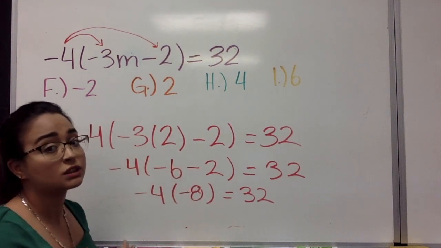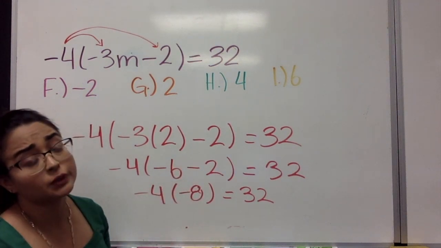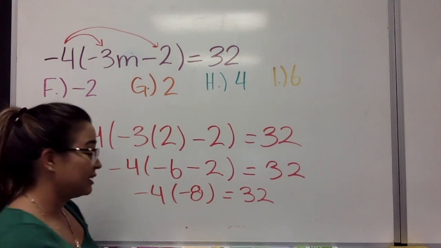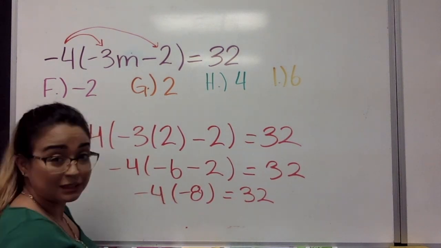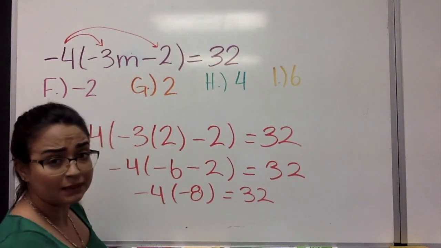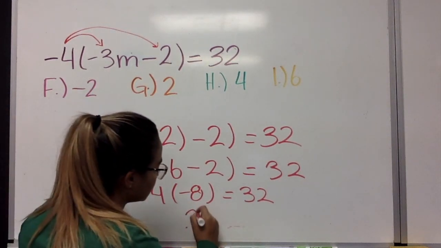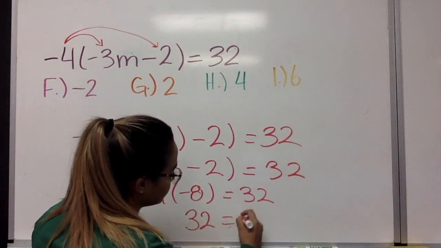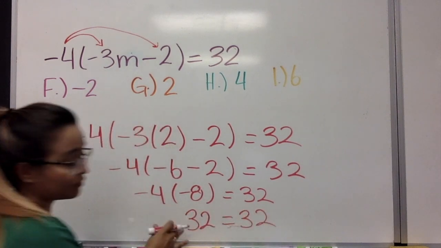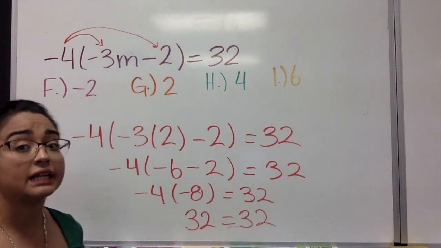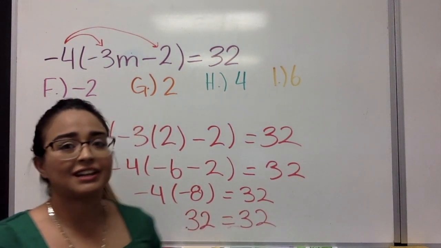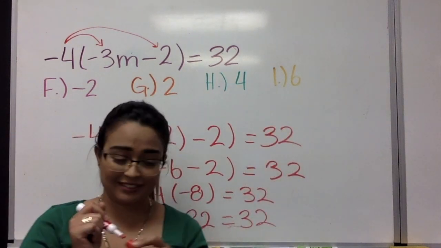Now again, we're multiplying two negative numbers. Our answer is going to be positive. We're on the right track, right? Our answer is positive. And what's 4 times 8? 32. So there we go. It worked out. We have 32 equals 32. Again, it's positive because when you multiply a negative and a negative, your answer will be positive.